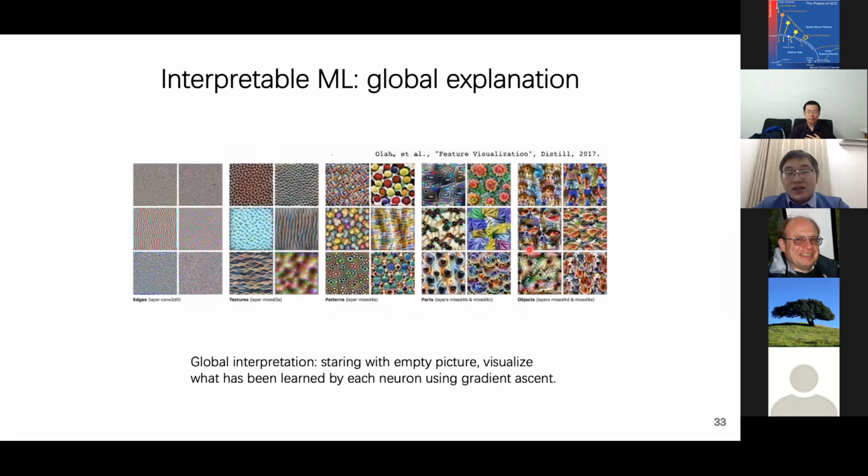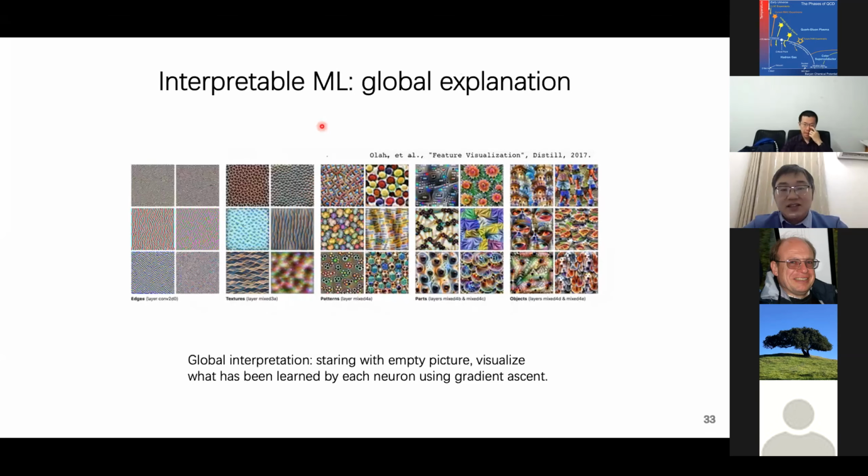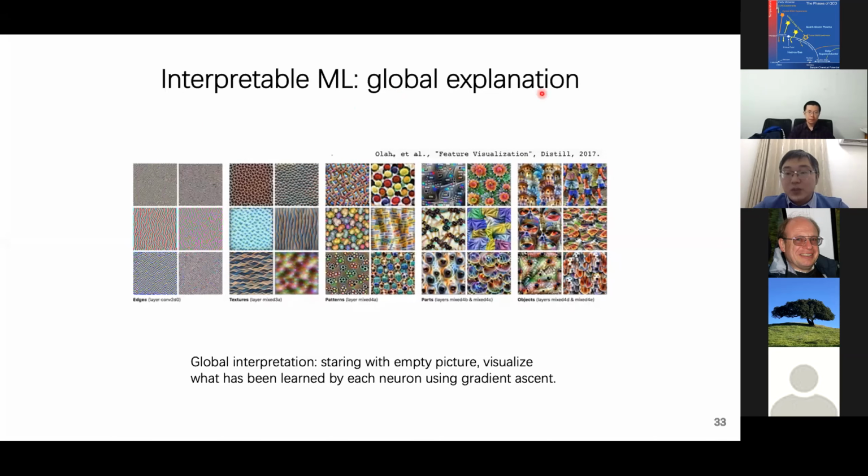A topic that is quite interesting to physicists is interpretation, because many people think that deep neural networks are black box models where we do not know what happens. There is a big field called interpretable machine learning. For example, there is global explanation. Using gradient ascent, one can explain what has been learned by each neuron in the neural network.